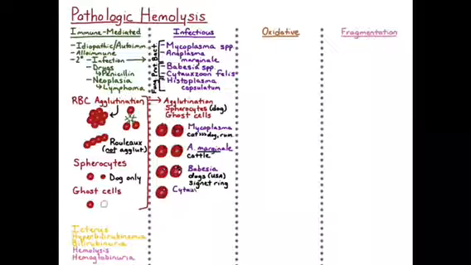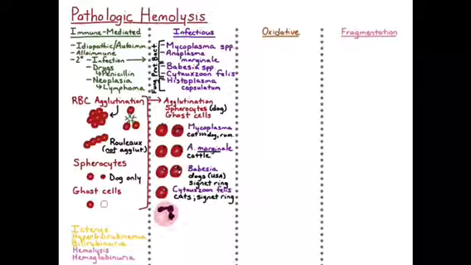Cytauxzoon is also a protozoa, so you'll look for that signet ring morphology where the nucleus of the protozoa is the diamond of the ring, and the cytoplasm of the protozoa is the entire ring. This organism infects cats only, and it infects the inside of cat red blood cells.